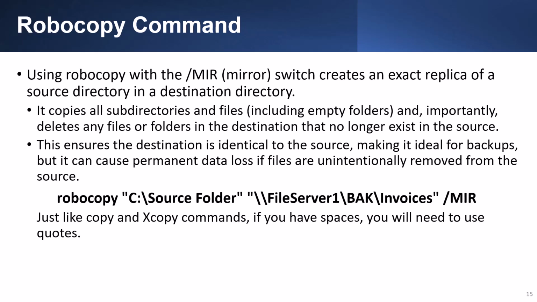Using Robocopy with the /mir switch creates an exact replica of the source directory in a destination directory. It copies all subdirectories and files, including empty folders, and importantly deletes any files or folders in the destination that no longer exist in the source. This ensures the destination is identical to the source, making it ideal for backups, but it can cause permanent data loss if files are unintentionally removed from the source.